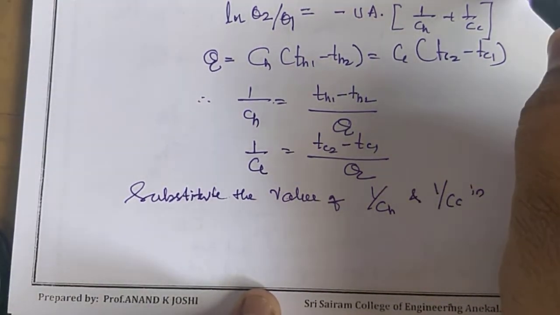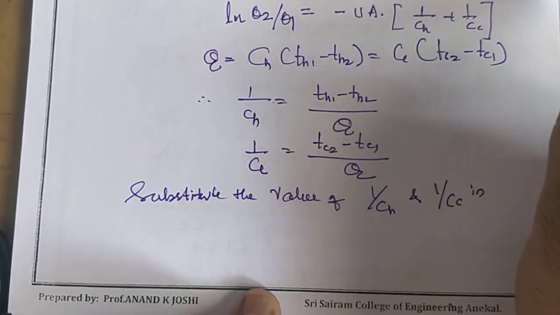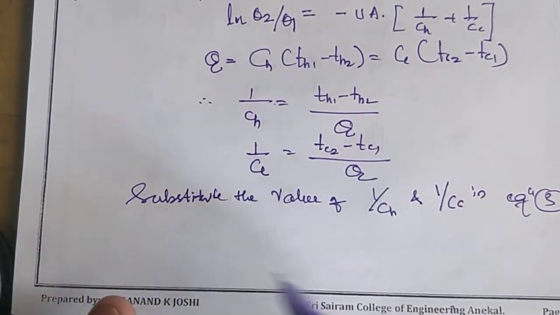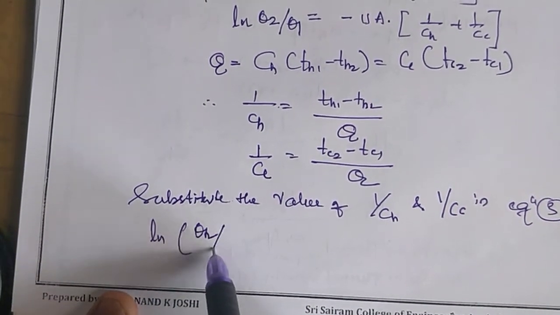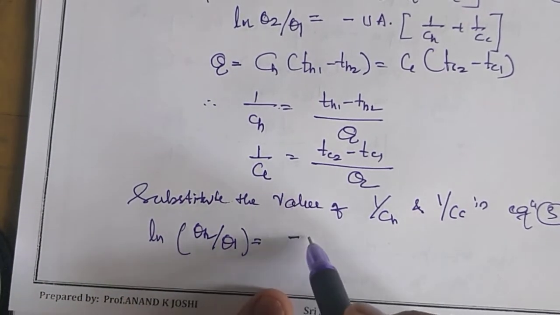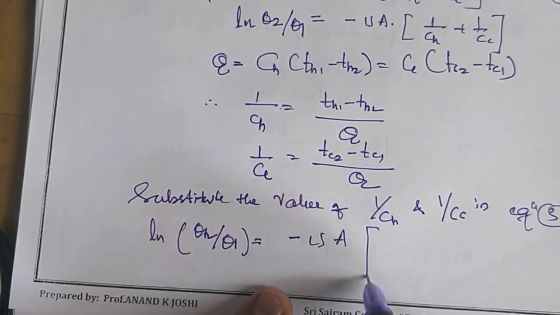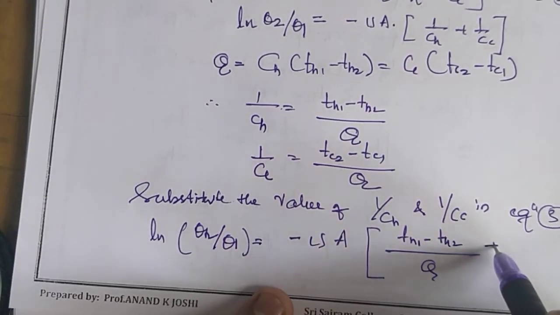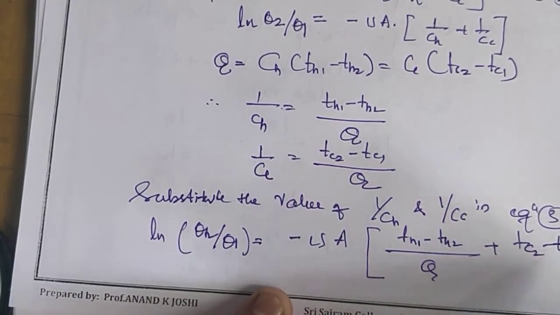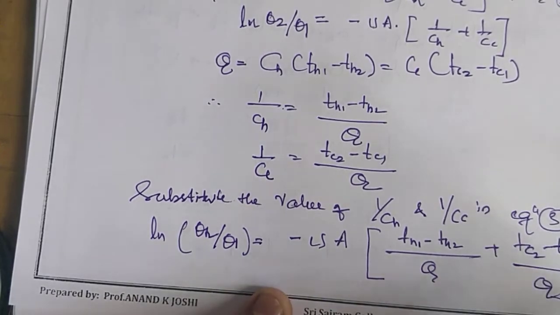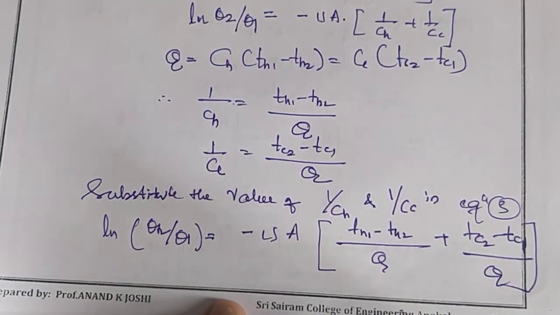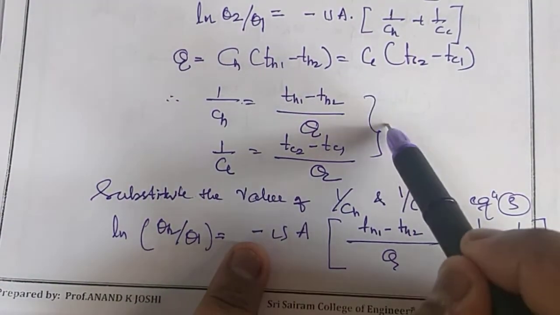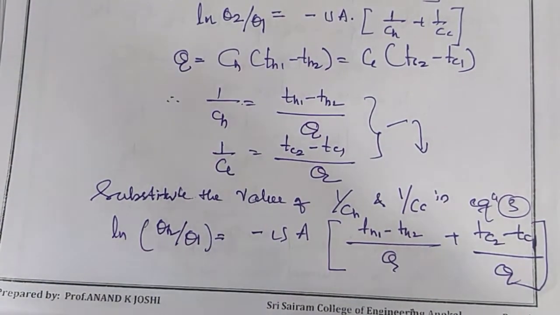Okay, in this equation you should substitute in equation 3. What happened? Ln theta 2 by theta 1 is equal to minus u A times (TH1 minus TH2 divided by Q plus TC2 minus TC1 by Q). Okay, this step is very important. Only substitute the value of these two values in this equation.